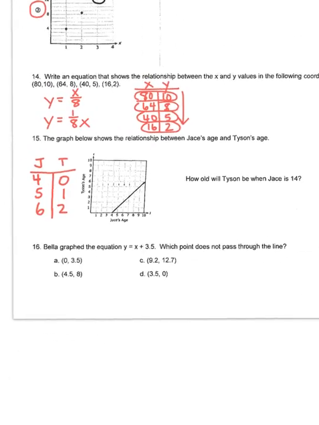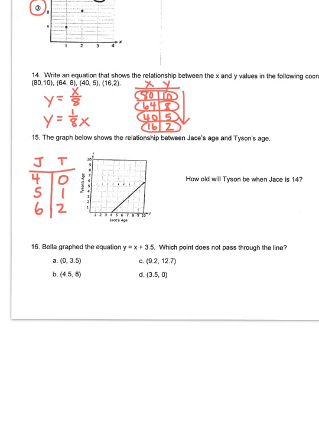So now, let's see. So Jace minus 4 equals Tyson. So if we have a 14-year-old Jace, we take away 4, we have a 10-year-old Tyson.